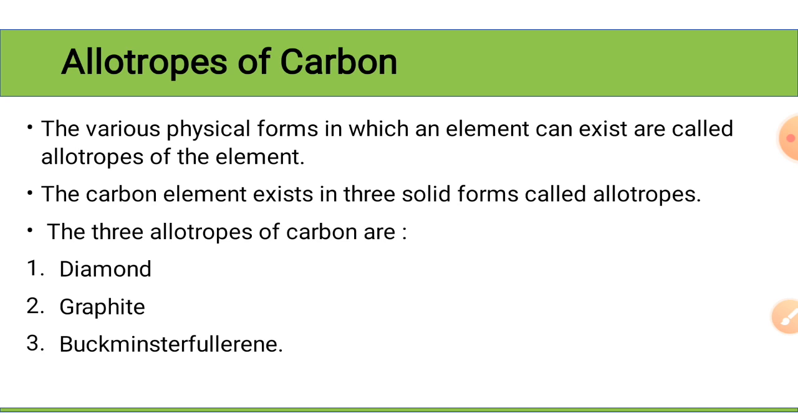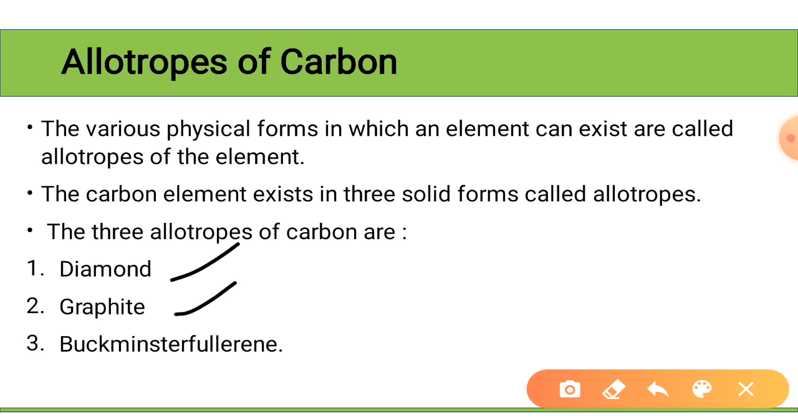So students, basically allotropy is the property by virtue of which an element exists in more than one form, and each form has different physical properties but identical chemical properties. These different forms are called allotropes, and carbon also exists in different allotropic forms. They are, here you can see on your screen, diamond, graphite, and lastly Buckminster Fullerene.